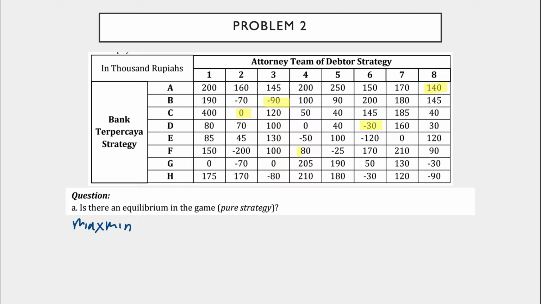For D, it's minus 30. For E, it's minus 120. For F, it's minus 200. For G, it's minus 70. And for H, it's minus 90. So the Maximin is the largest one, right? So our Maximin is strategy A with a value of 140. That's from Bang Terpercaya's perspective.